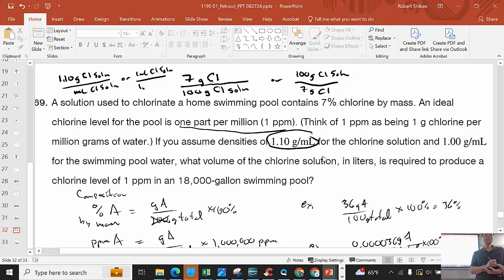I mean, 1 milliliter of chlorine solution weighs 1.10 grams. What's the density of water qualitatively? 1. So this is about 10% more dense than water, which you kind of expect because chlorine's kind of a heavy atom, right? And so it's a little more dense than just pure water. Probably you wouldn't want to drink this, of course, all right?